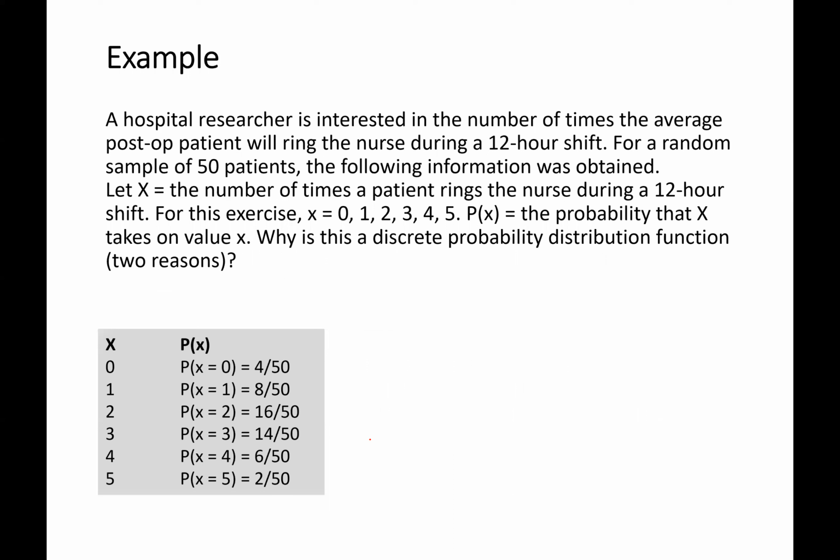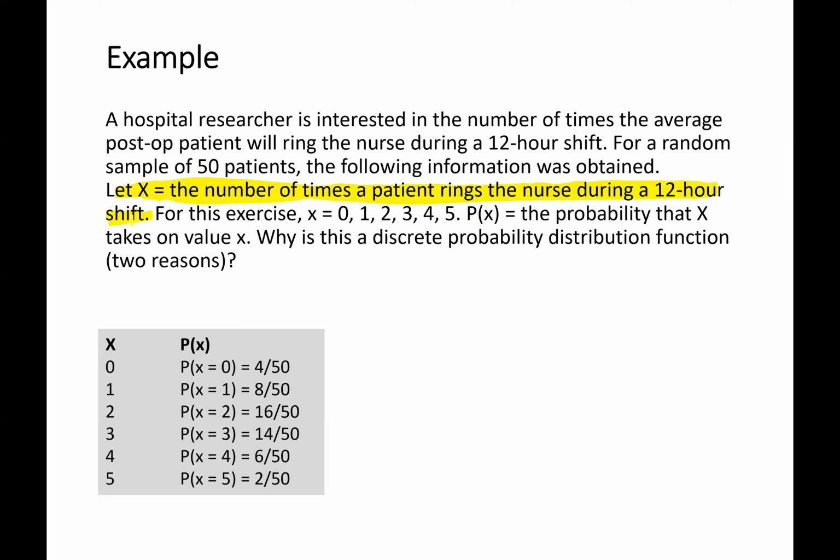All right, let's look at this one. A hospital researcher is interested in the number of times the average post-op patient will ring the nurse during a 12-hour shift. For a random sample of 50 patients, the following information was obtained. So our random variable capital X is going to be a description of the outcomes. That's going to be the number of times a patient rings the nurse during this 12-hour shift. That's just a description of what we're looking at.